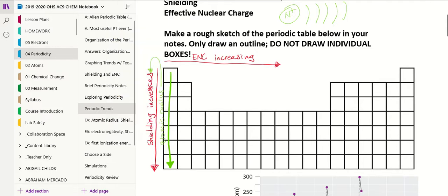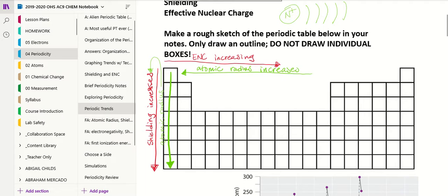What about as I go across? What happens as I go across a period to the atomic radius? It gets smaller. So atomic radius gets smaller as you go from left to right on the periodic table. So the opposite is increasing. If you go right to left, we're losing protons, and therefore the radius is getting bigger and bigger and bigger.